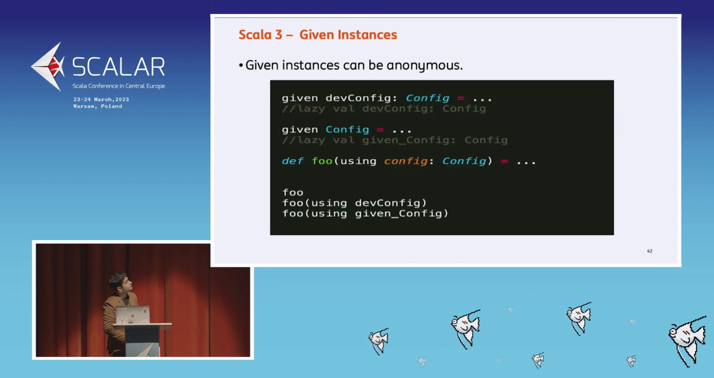If I show you an example of how it works, here I have defined two implicit definitions using the keyword given. There is a dev config, and there is a config without any name. So given instances can be anonymous as well. A note here that given instances are lazy val by default, which might be a surprise to some with a Scala background. So why are givens lazy val? That's a topic for some other discussion. But this is how you define given instances. You can also see how they are being used at the call site.